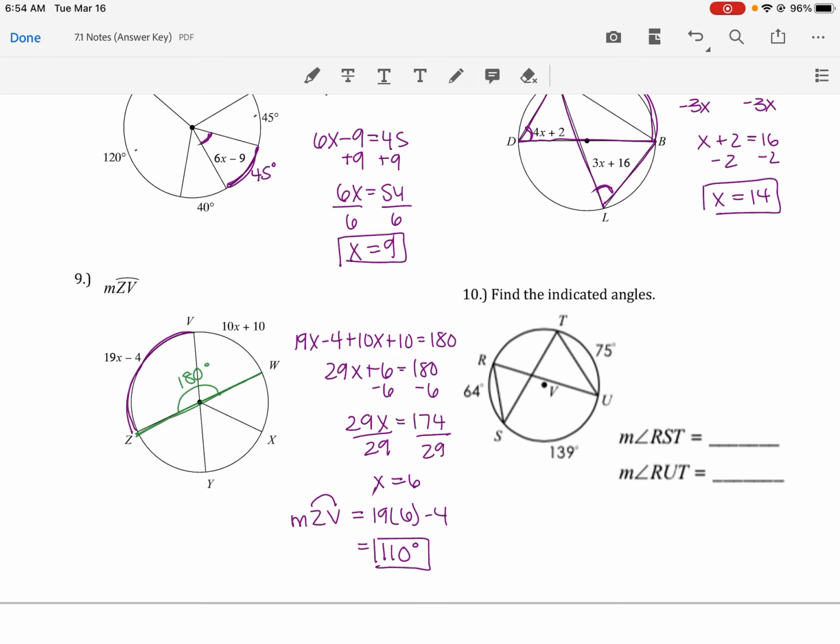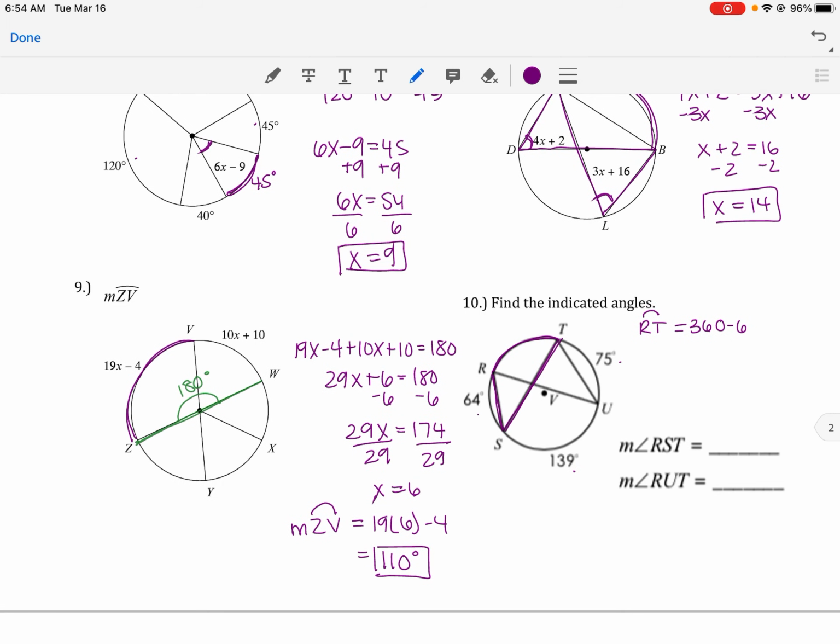Okay, one last one. They first ask you for R to S to T. So we want to find out, first of all, what arc RT is. Notice I've got the other three arcs in the circle, so we know that they all have to add up to 360. So I'm going to take those away from 360 and see what we get for that arc length. As I subtract 360 minus 64, minus 75, minus 139, I end up with 82.